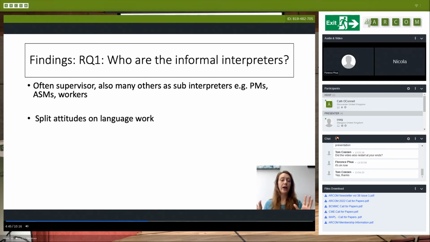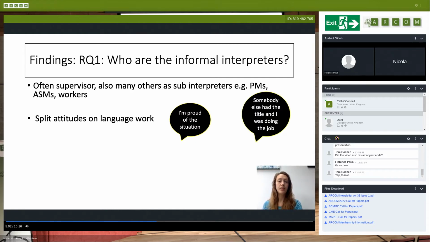It was found that there are very split attitudes on the language work by the part of those who are doing it. For example, one participant said, "I'm proud of the situation," whereas others were simply not interested in it and did it begrudgingly. One participant said, "Somebody else had the title and I was doing the job."